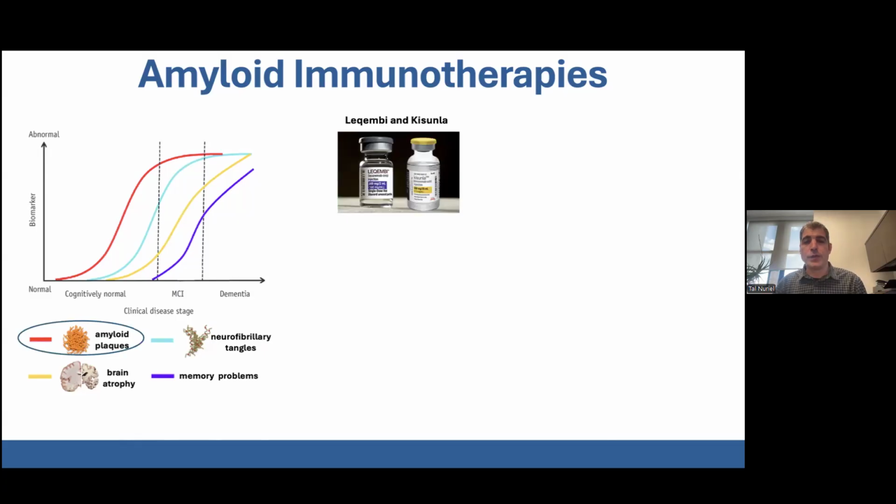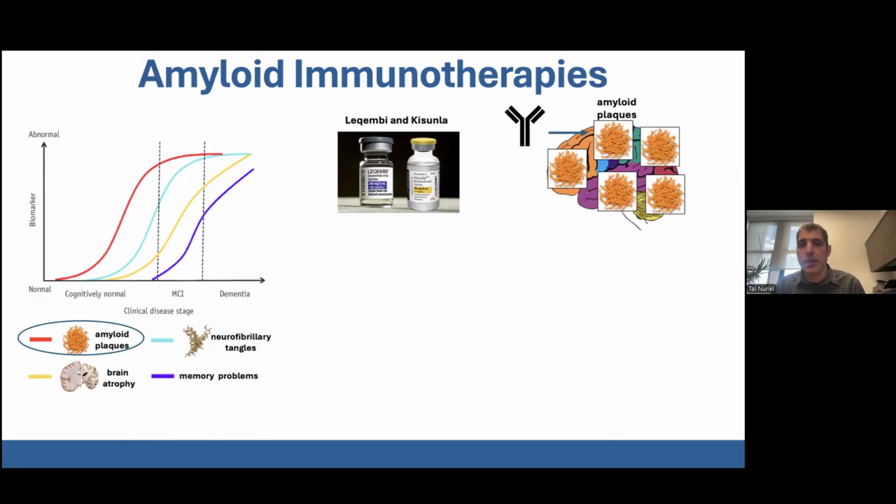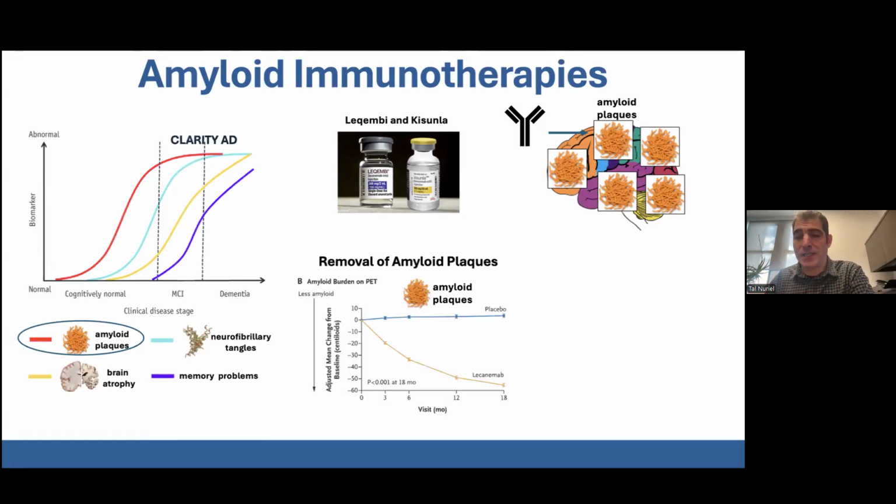So these two drugs, Leqembi and Kisunla, which are FDA approved, are essentially antibodies, synthetic antibodies that get injected into your bloodstream. And like any other antibody, they go after a target and clear it out. And they just happen to be targeting these amyloid plaques in the brain really well, actually. So this was 20 years of research to get antibodies that targeted amyloid plaques this well.